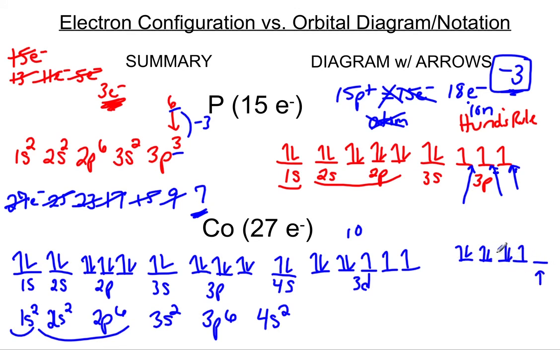These guys are all negative. They don't like each other. They don't want to double up unless they have to. That's Hund's rule. They don't double up until they have to. So to summarize here, I write 3D7. And I used up all my electrons.